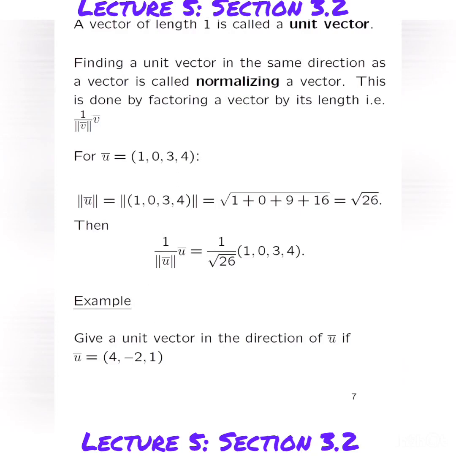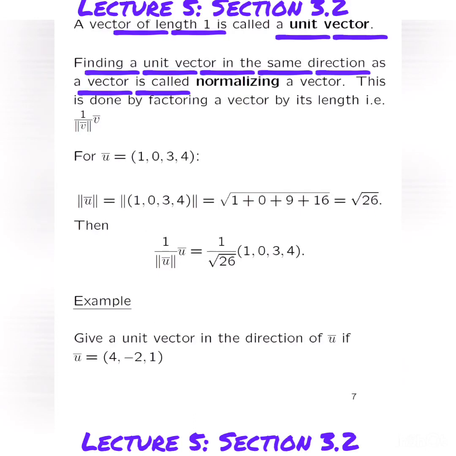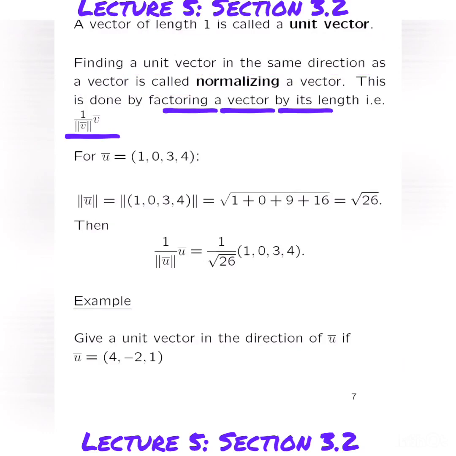Okay, next we have a definition. A vector of length 1 is called a unit vector, and finding a unit vector in the same direction as a vector is called normalizing the vector. This is done by factoring a vector by its length. In other words, you're taking a scalar multiple of that vector, and the scalar in this case is 1 over the norm of v.